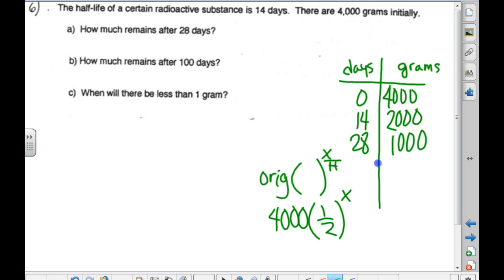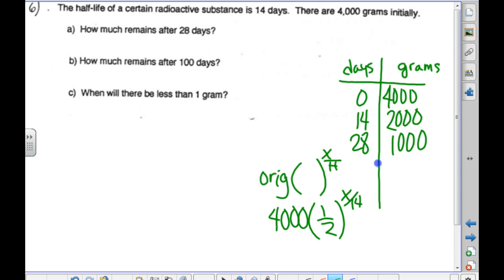Every 14 days, so we're going to put this over 14. Because if we put in a 28, 28 divided by 14 is 2, and it will have halved twice in 28 days. Does that work? All right, so there's our formula. Now, put in a 28 and put in a 100.